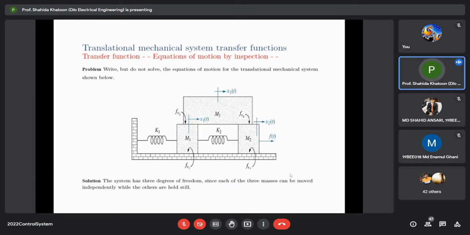Here the system has 3 degrees of freedom, since each of the 3 masses can be moved independently while the others are held still. That is the meaning of degrees of freedom: if we keep one body at rest, how many other bodies can be moved freely and independently. It has 3 masses, all of them can be moved independently, so it has 3 degrees of freedom. Try to solve this problem just by inspection.